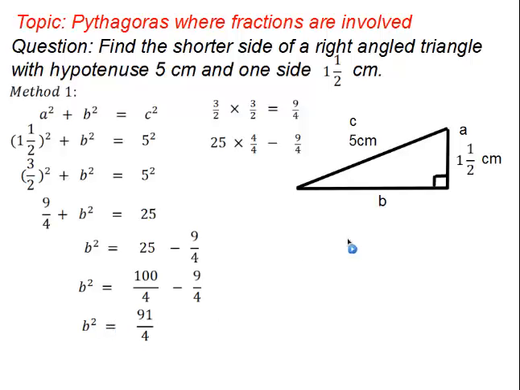Taking the square root of both sides and just looking at the positive one because it's the length of a side, B is the square root of 91 over 4, which is the square root of 91 divided by the square root of 4. And the square root of 4 we know is 2. So B is just the square root of 91 over 2 centimetres as an exact answer. We could change this to a decimal if we wanted to get a decimal approximation for the length of the side B. There's one way to do it.